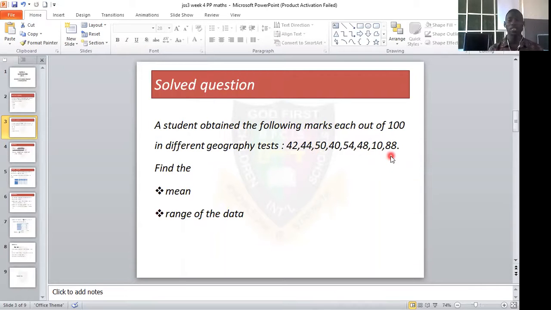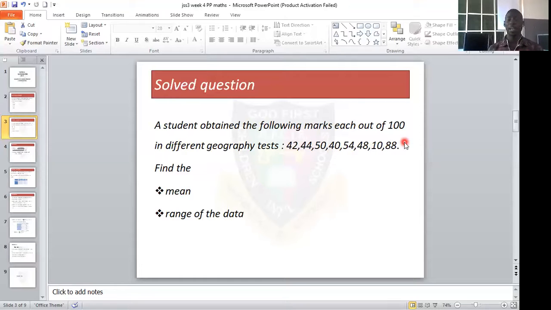You should know obviously this is raw data, not well arranged. It's neither in ascending format nor descending format. So in case you want to take your time to rearrange it in ascending order, the least number is 10, and the next least number is 40. So 10, 40, then you go to 42, 44, 48, 50, 54, then 88. That is the ascending order.